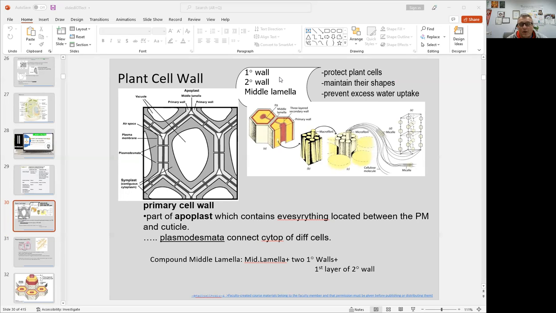Let's take a look at the cell wall a little more. Cell walls can be made of primary wall, secondary wall, and middle lamella. They protect the plant cells, maintain their shape, and prevent excess water uptake. If you look inside here, we see one molecule, which is cellulose, a carbohydrate, which is basically inside the cell walls. And fibers, so we know like dietary fibers and fibers. So, primary wall.